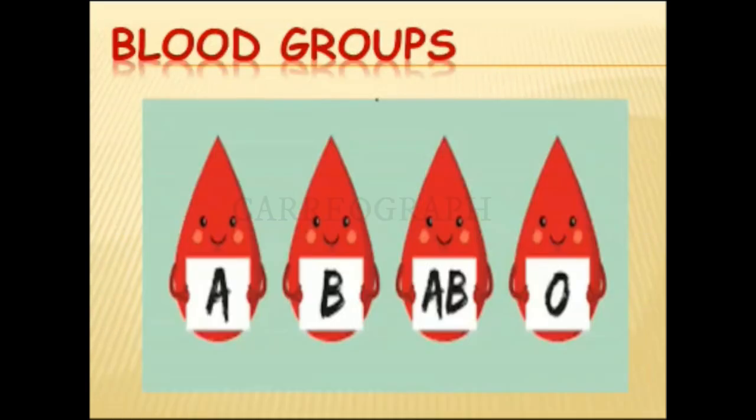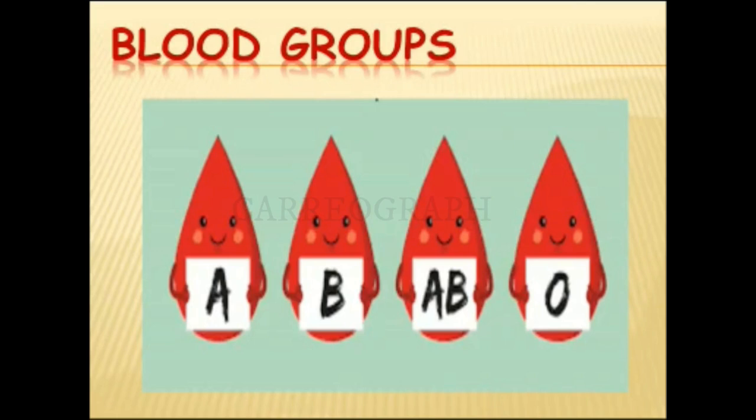Now we will see the different groups of blood which we have. There are 4 important blood groups, that is blood group A, B, AB, and O. We have Rh factor also. If Rh factor is present in the blood, we have A positive. If it is present in blood group B, it is B positive. Similarly, AB positive and O positive.